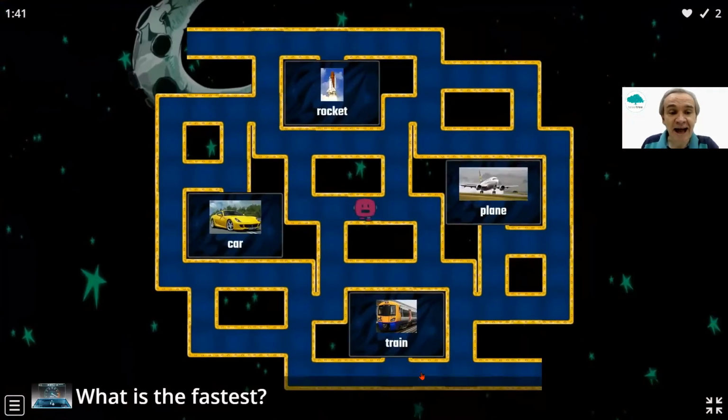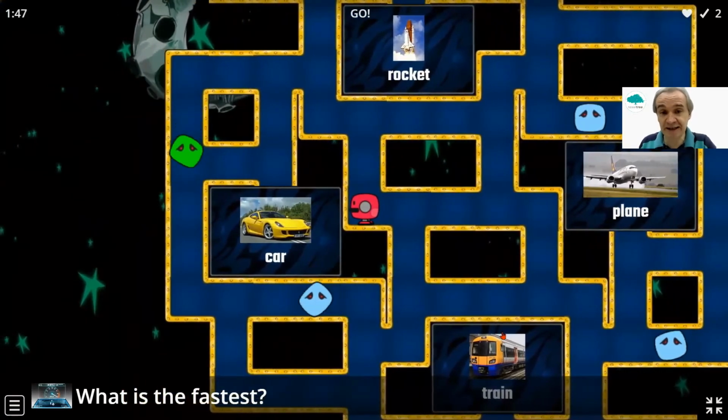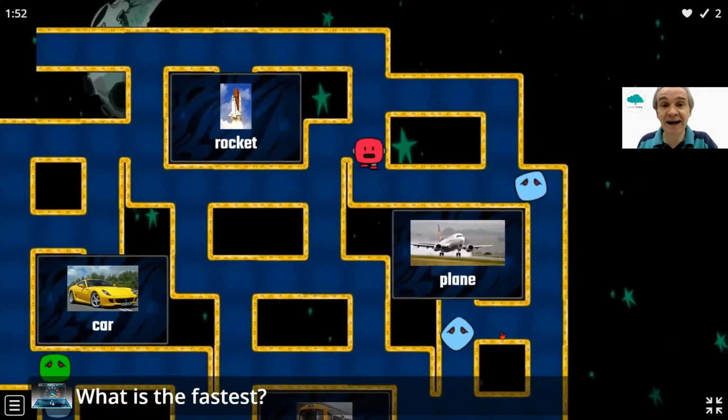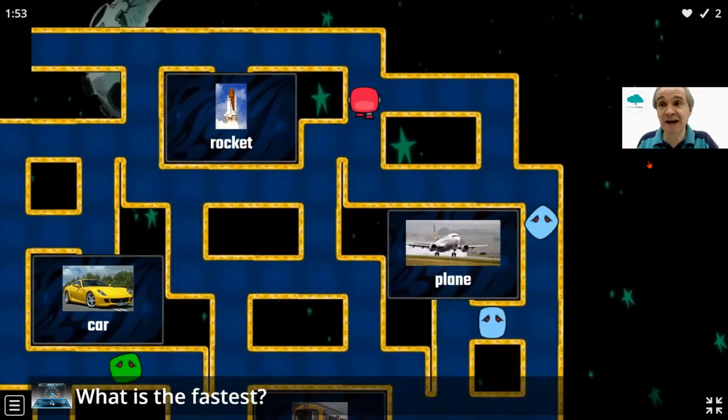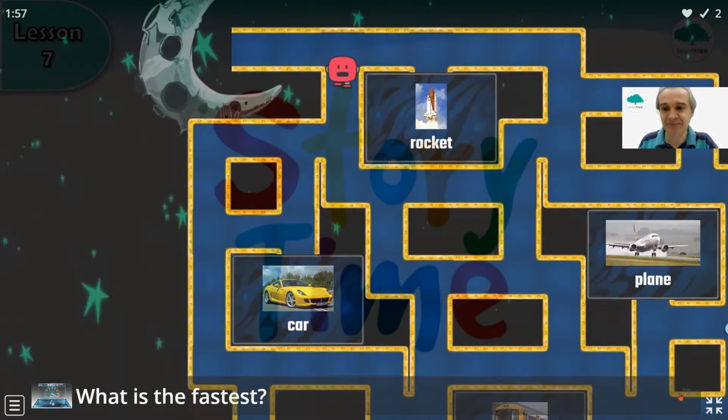Okay, and what is the fastest? So, rocket, car, plane, or train. So you can play the game by using your keyboard to find the correct answer. But be careful, you only have 4 lives.